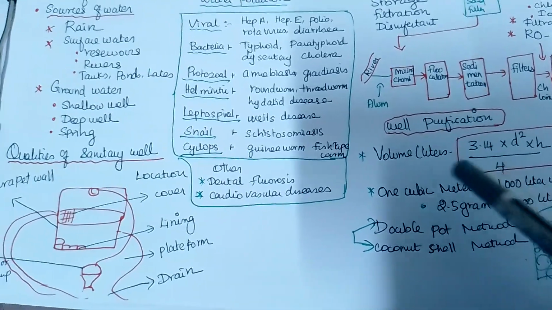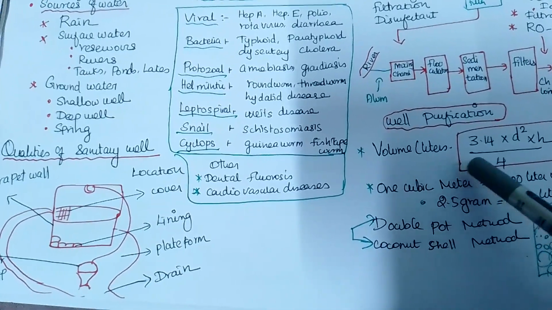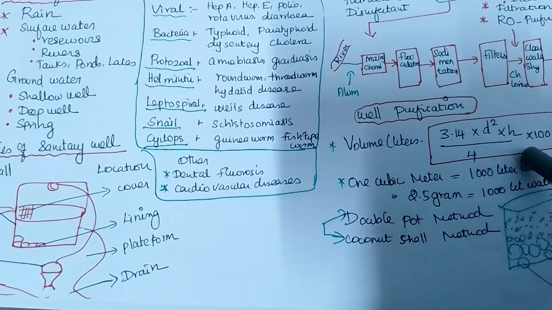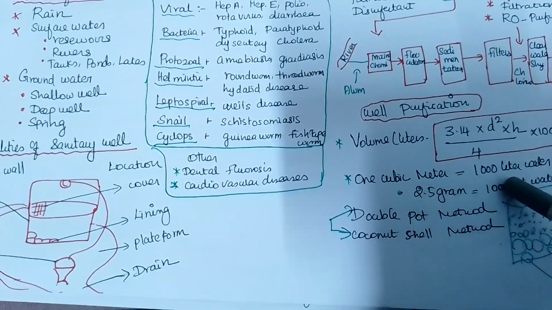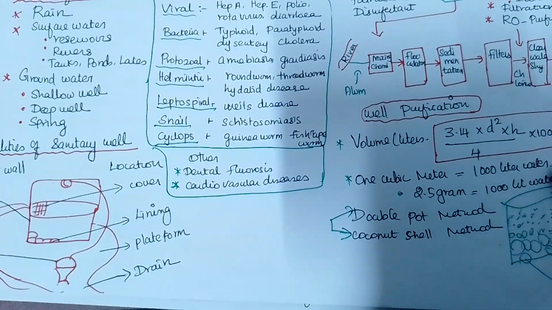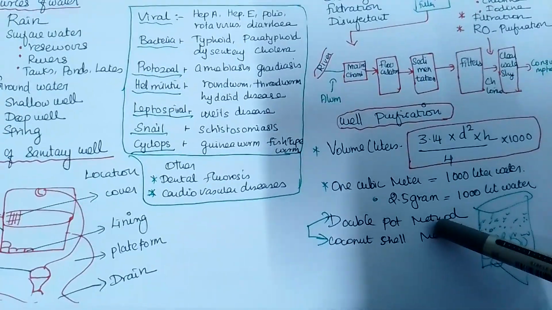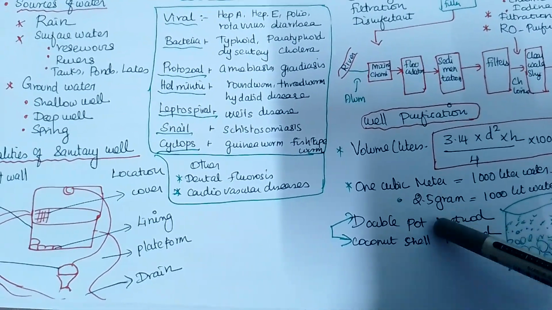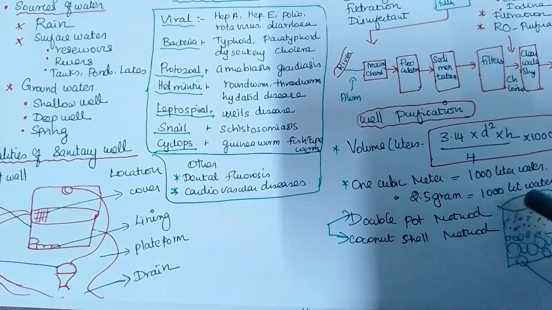Two more questions they will be asking. Write the well purification formula. Volume in liters equals 3.14 into d square into h divided by 4 into 1000. This is for 1 cubic meter equals 1000 liters of water, so you will find out how many liters of water. The textbook says that for each 1000 liters of water you have to measure 2.5 gram of bleaching powder.